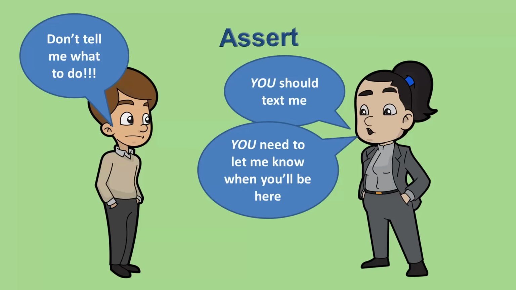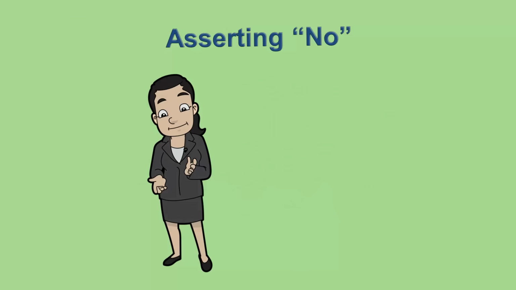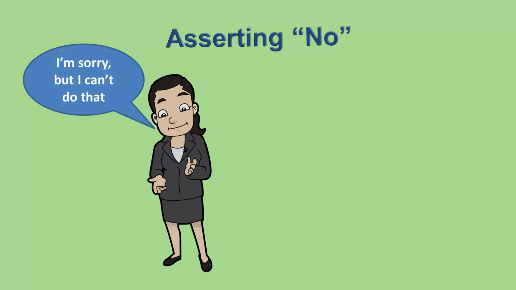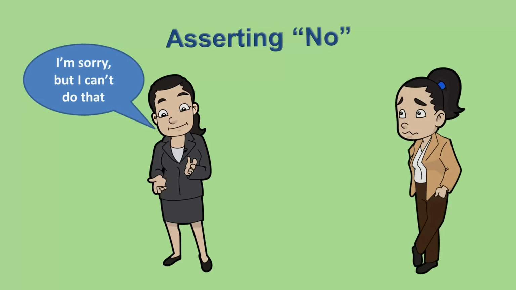And sometimes asserting involves saying no. We're asserting that we're not going to do something that someone requested. So when we are telling someone no, we need to be clear about it. I'm sorry, but I can't do that. No beating around the bush.